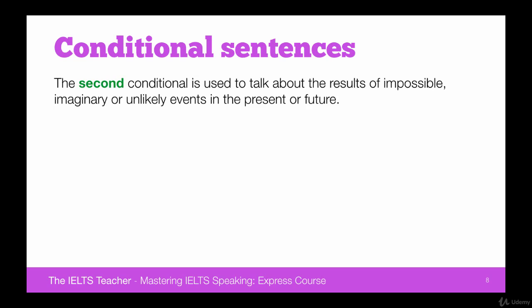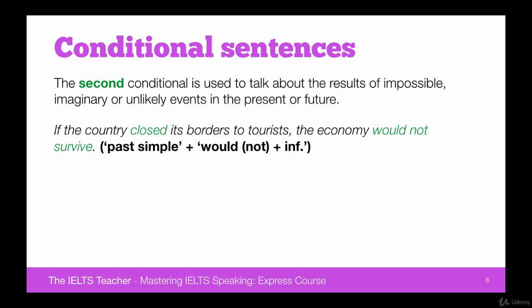The second conditional is used to talk about the results of impossible, imaginary, or unlikely, hypothetical events in the present or future. Example, if the country closed its borders to tourists, the economy would not survive. So here we use the past simple in the if clause, and then we use would or would not plus the infinitive in the result clause.